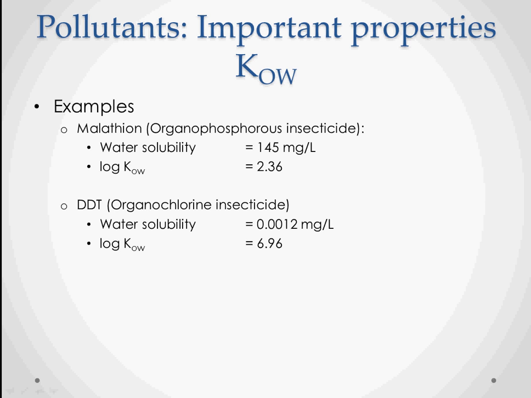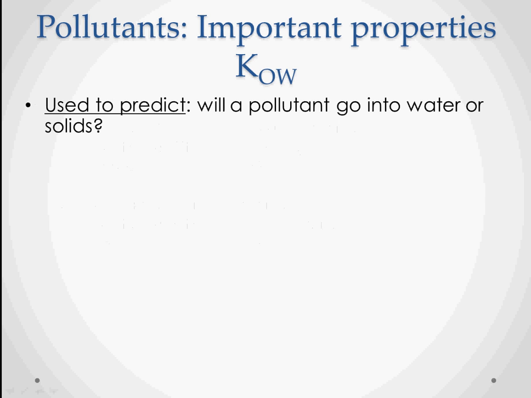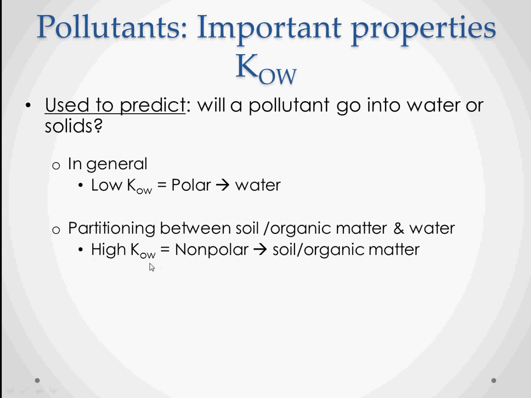So what does all this mean anyway? Why do we even care about the log KOW? That's what we're going to talk about here. This is something that's relatively easy to use in the lab and has been done for a large number of pollutants, so it's something that we have a lot of data for. So we use it to predict, will a pollutant go into water or will it go into solids? Say you're in a lake, you might be interested in how much of that is going to go in the water, how much of it is going to go into the sediments of the lake. In general, if you have a low KOW, it's a polar substance, most of it's going to be in the water. If you have a high KOW, a nonpolar substance, you'd expect less of it to be in the water, more of it to be in soil, sediments, or organic matter.